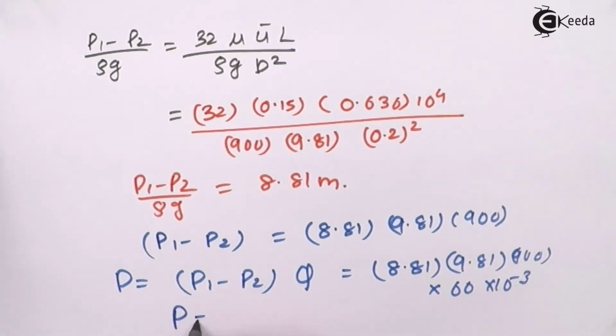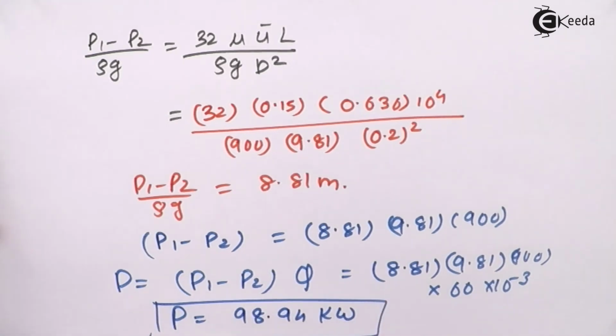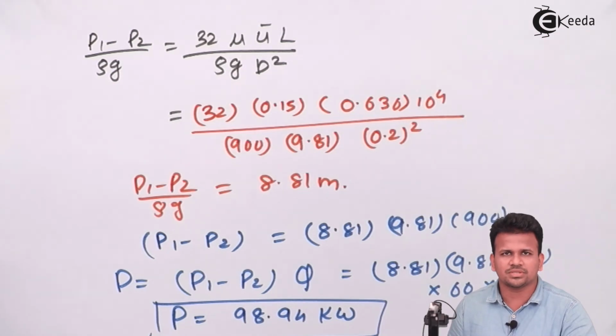So the power comes out to be 98.94 kilowatts. So we have calculated the power. I hope you have understood how we substituted the formula for power as well as head loss in this entire equation. Thank you.